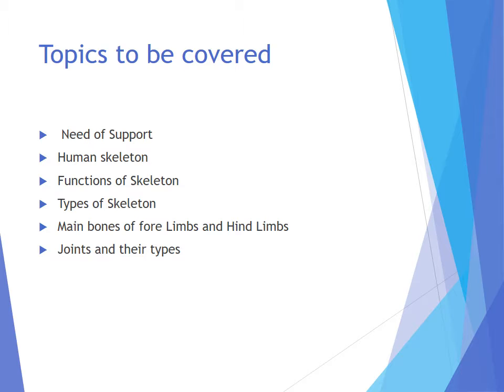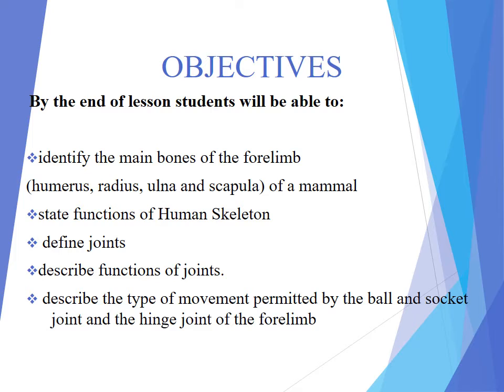So as the name indicates, this chapter is about support, locomotion and movement. But what do you learn from this chapter? By the end of the lessons, you will be able to identify the main bones of the forelimbs, which are humerus, radius, ulna and scapula of a mammal. These are included in your syllabus.